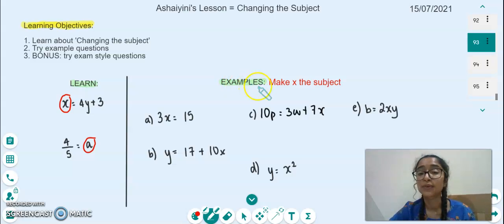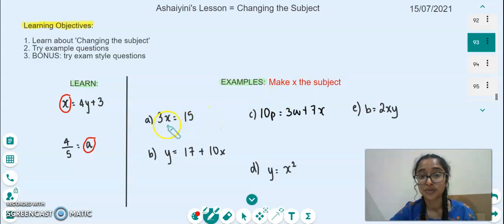Now let's move on to a few examples, and do let me know if you get stuck at any point or if anything doesn't make sense, yeah? So let's look at question A. So 3x equals 15. Now in this one, there is no subject, like there is a letter, we have x, but x doesn't equal anything, so we need to change the subject. But the question is, make x the subject.